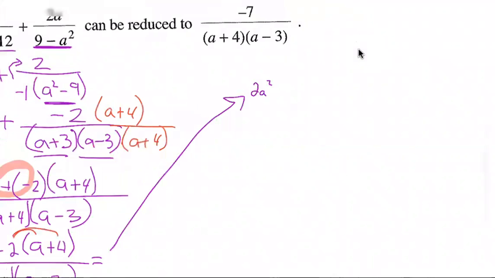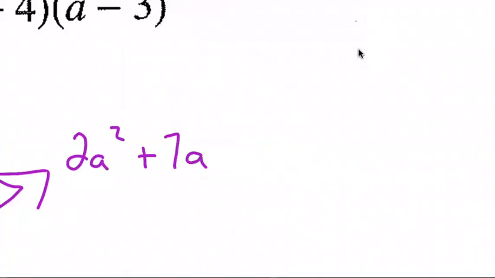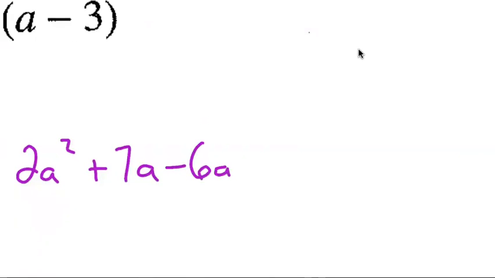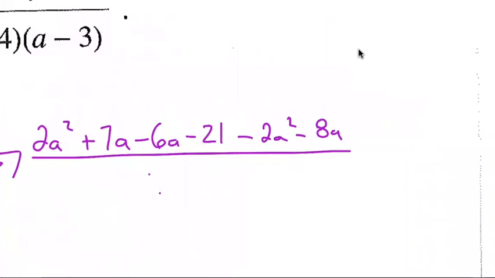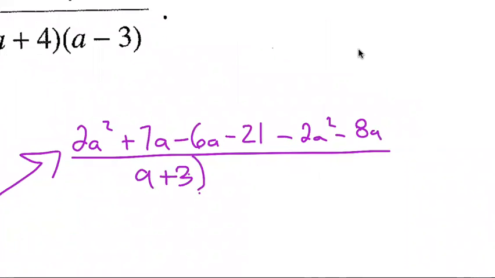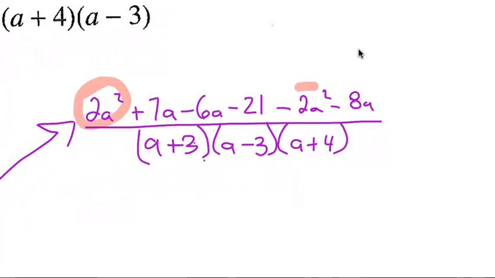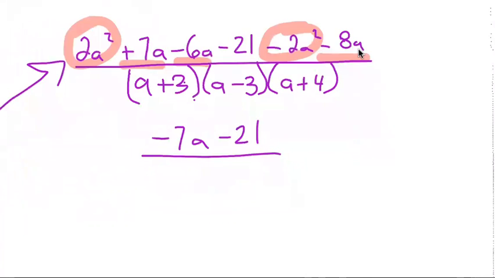2a² + 7a − 6a − 21 − 2a² − 8a, all over my common denominator, (a + 3)(a − 3)(a + 4). Combining like terms, you can see that this 2a² and 2a² are going to cancel. They're going to disappear. Then I have plus 7 minus 6 is plus 1, minus 8 is minus 7: −7a − 21, all over (a + 3)(a − 3)(a + 4).